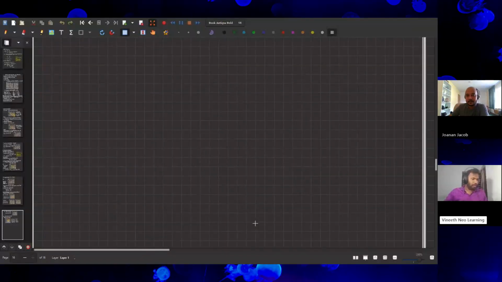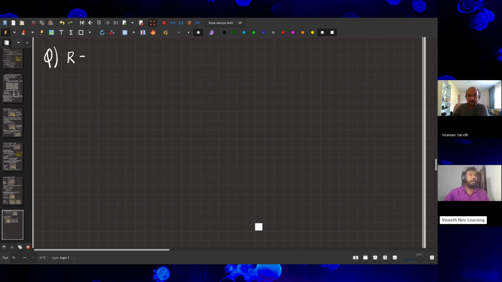I'll share my board. Can you see the board? Yes. Okay, I'll give you an example. You should check whether it is reflexive, symmetric, or transitive.